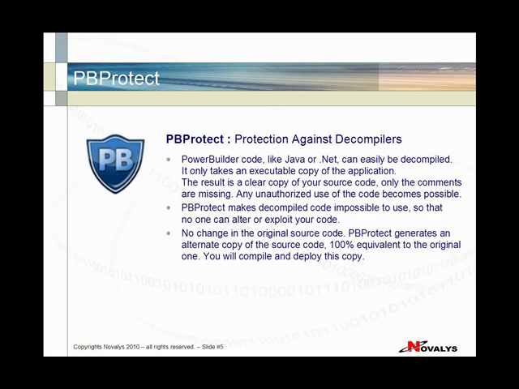So with this second copy, you will produce an executable file that can still be decompiled, but the result of the decompilation is just useless. As a result, PBProtect has no impact on the maintenance because you still have your clear development copy before you process it with PBProtect and deploy it. And it also has no impact on execution time because for PowerBuilder, as I said, it's exactly equivalent. There's no change, no additional process, whatever.